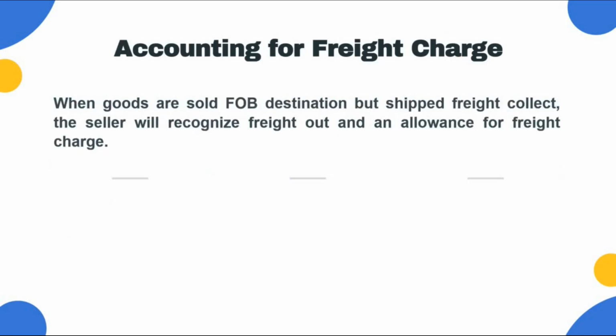Now, if the shipping term is FOB destination tapos freight collect, si seller dapat ang nagbayad ng freight charges. Kaso lang, ang actual na nagbayad is ang buyer. So, what the seller would do is recognize niya yung freight out, tapos gagamit siya ng allowance for freight charge na account. Allowance ang ating gagamitin kasi hindi pa naman talaga actual na nagbayad si seller. Pero the seller already is anticipating na meron siyang obligasyon in this particular amount, which is equivalent, of course, to the freight charge paid by the buyer.